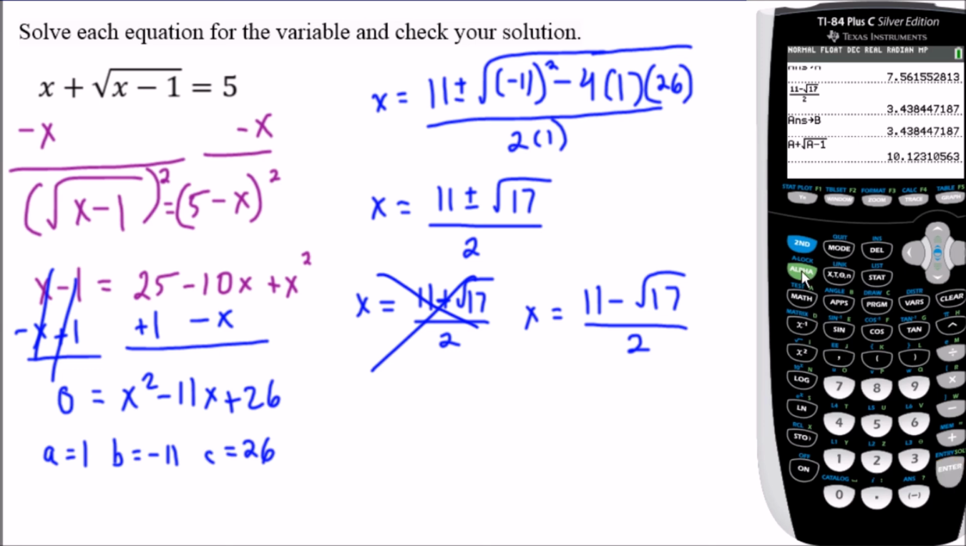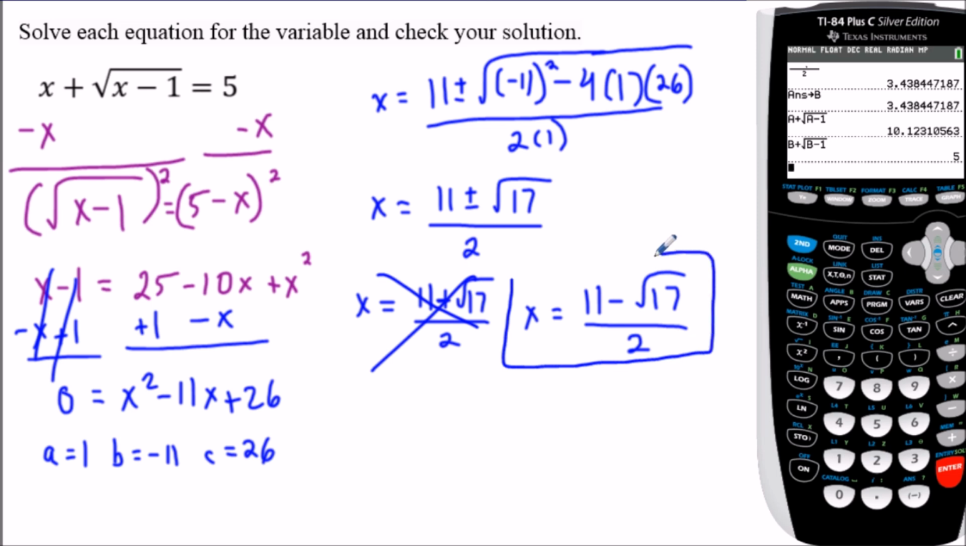So if we do solution B, we have B plus the square root of B minus 1. And let's hope that works out to 5. And it does. So the only valid solution here is the second solution here.